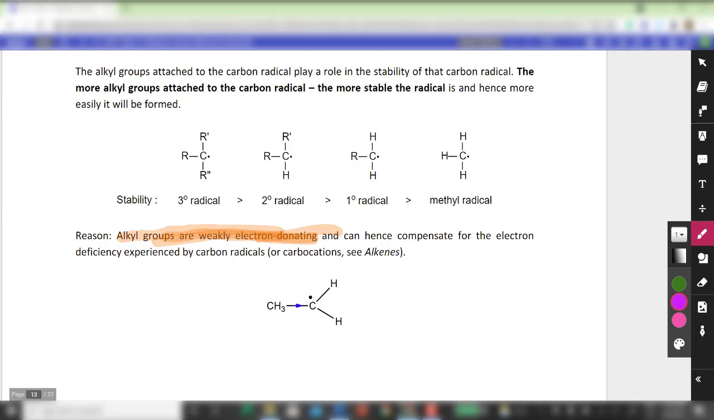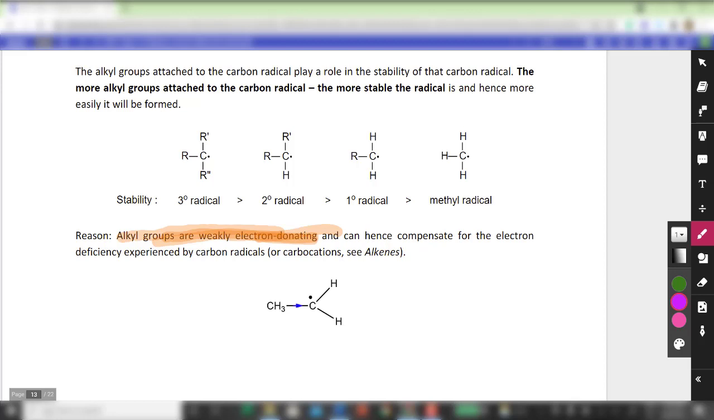Especially so if the group is electron deficient. So if an alkyl group is bonded to a radical, or bonded to a carbocation, these two being electron deficient, then the alkyl group will share part of its electron density to the electron deficient center.